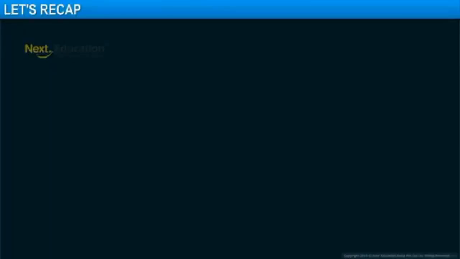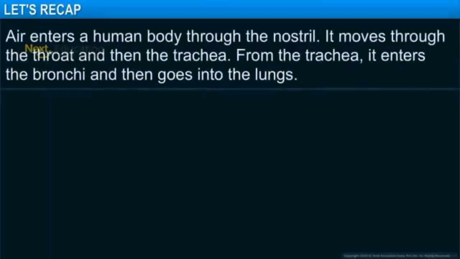So let's have a recap. Air enters a human body through the nostril. It moves through the throat and then the trachea. From the trachea, it enters the bronchi and then goes into the lungs.